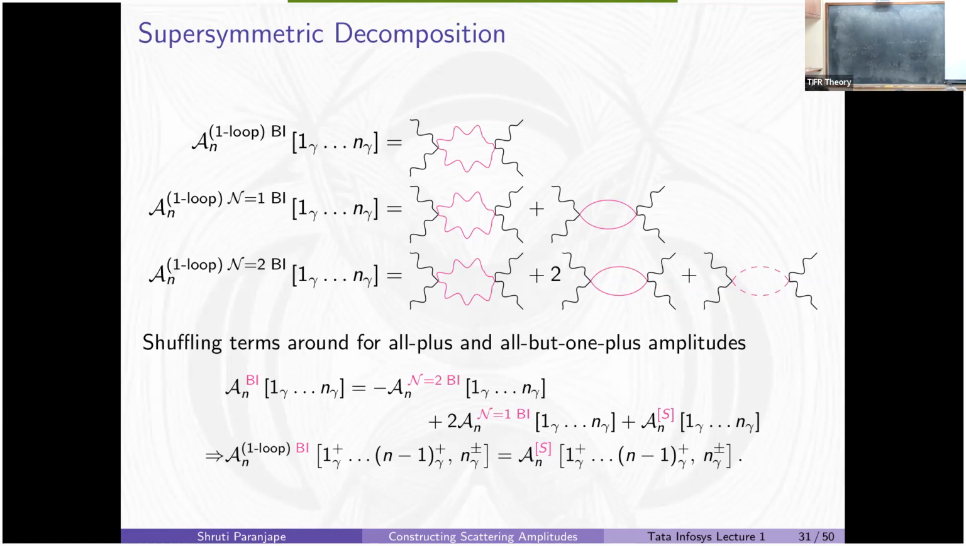But once you have a full supersymmetric theory, let's say N equals 1, you have a vector loop and a fermion loop. N equals 2, you have a vector loop, two fermion loops, and a scalar loop. Now you can think of these as Feynman diagrams, or you can just think of them as cuts, right? So this is the part that is given by the scalar cuts.